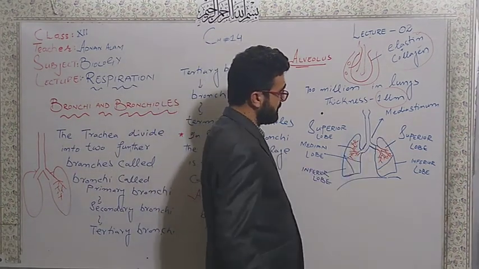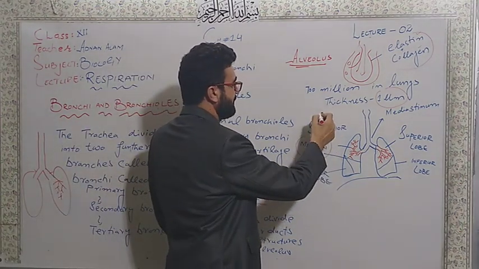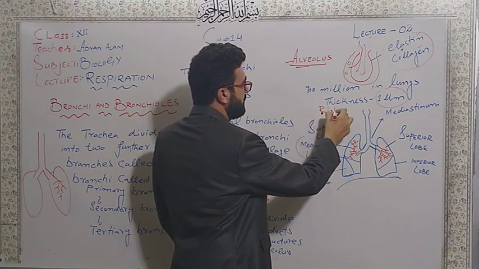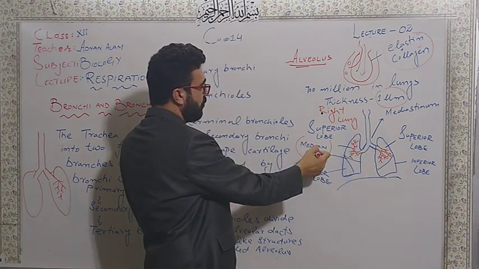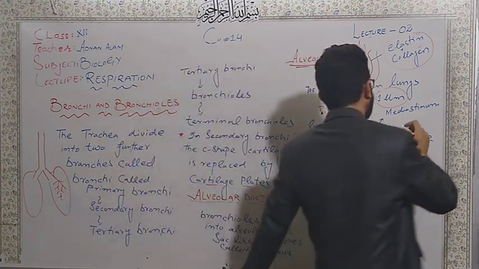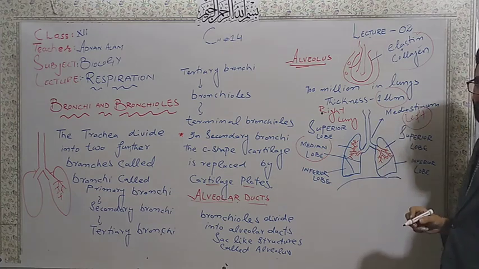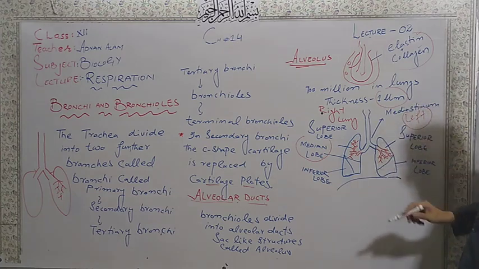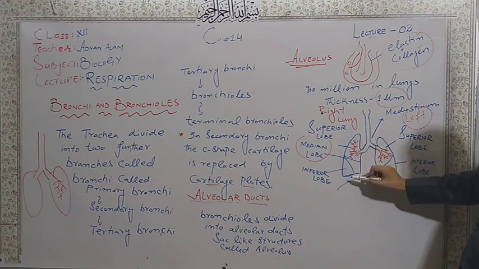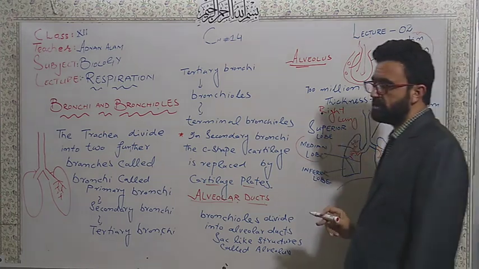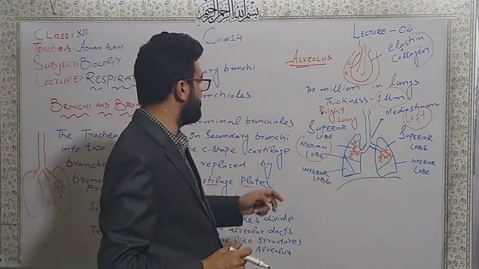Then two lungs are present in humans. The right lung has three lobes: superior lobe, median lobe and inferior lobe. But the left one has only two lobes due to the presence of the heart. My dear students, below the lungs there is a tough membrane which is called the diaphragm, which helps in the exhalation and inhalation of the gases.